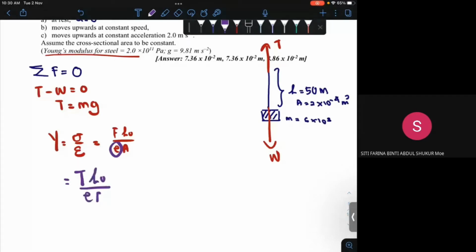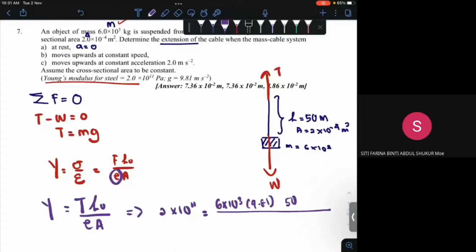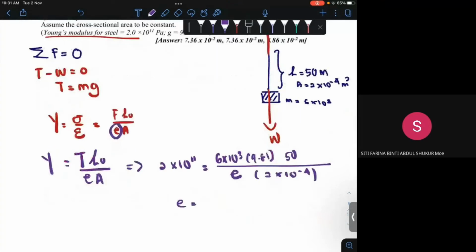So nilai Y kita ada 2 times 10 to the power 11. Tension kita adalah mg. Mass of the object dan initial length adalah 50 meter. Elongation yang kita nak cari, extension delta L, leave it as a constant, and then area kamu 2, exponent negative 4. Tekan calculator, you will get the value of your elongation for the system to remain at rest.